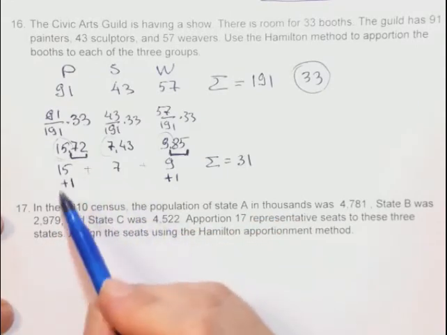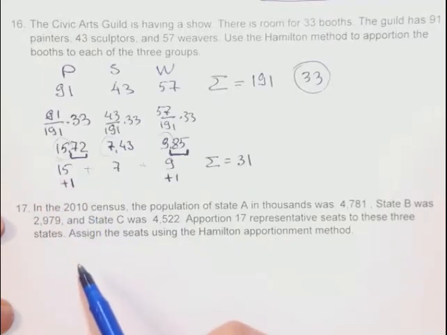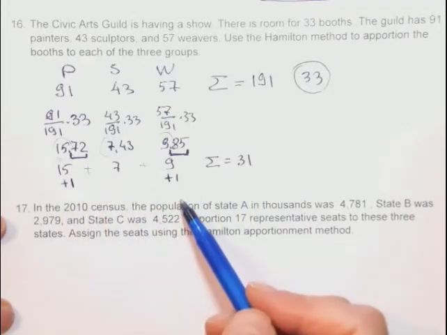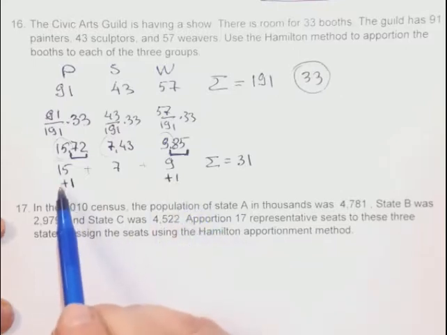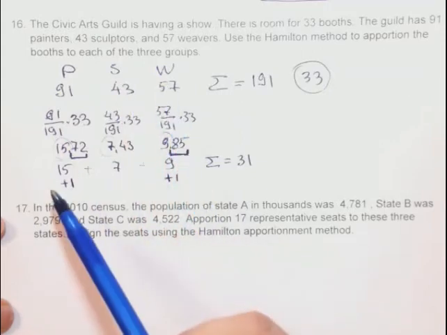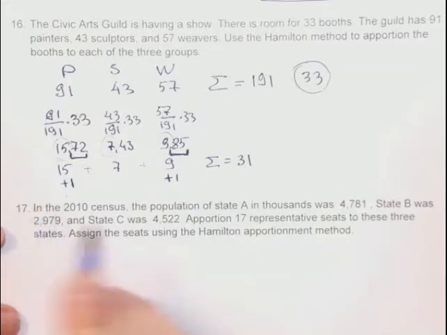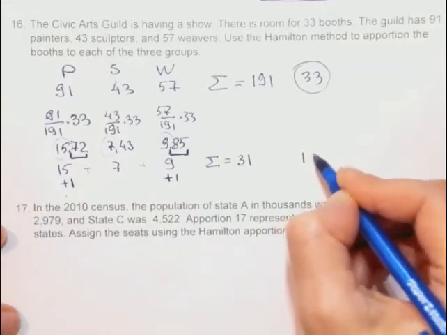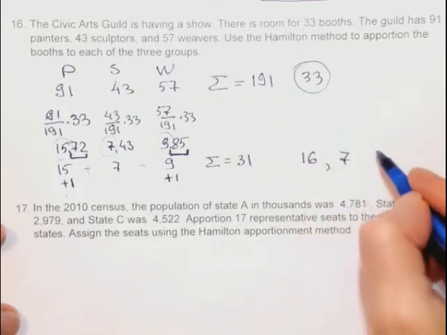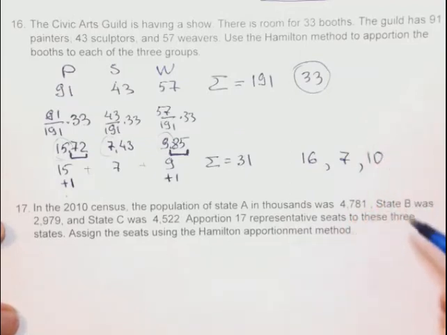So by this method, you never have a situation that you have to apportion the second extra to the same group. You always have fewer extras than the number of groups. So we have 3 groups, so the maximum number of extras is 2. So now we have 16 painters, 7 sculptors, and 10 weavers.